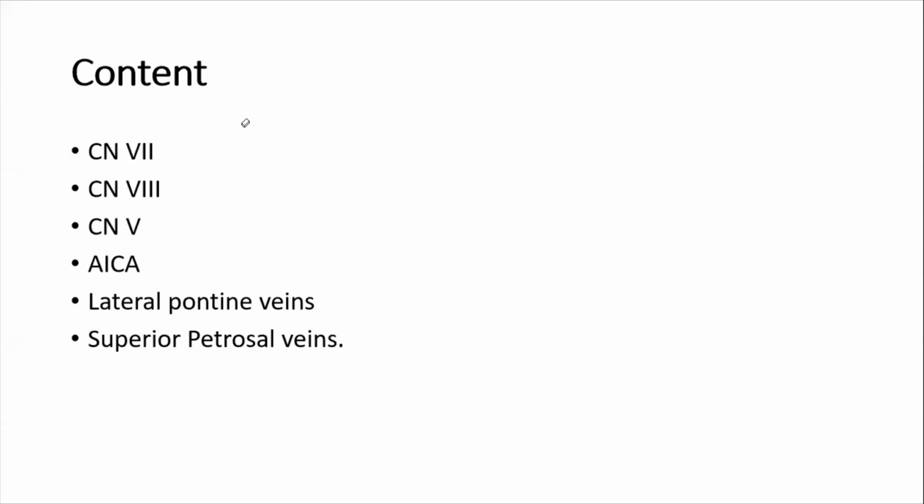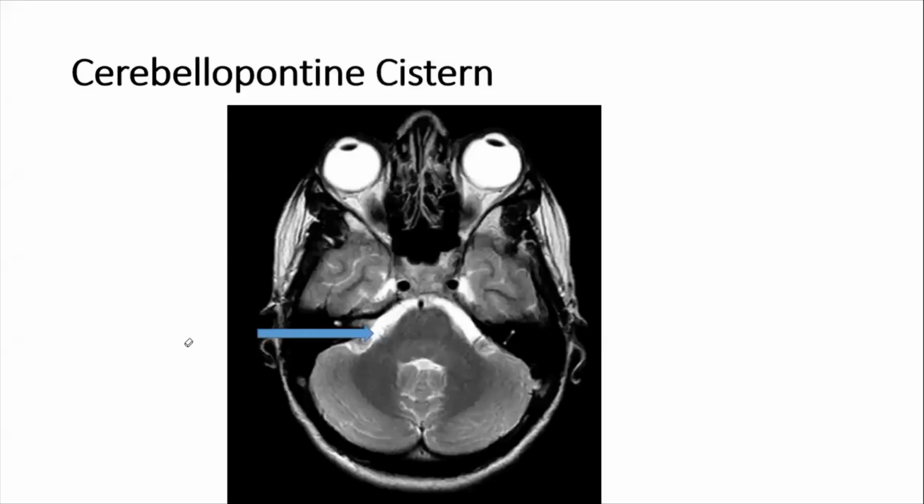So the contents of the cerebellopontine cistern are the seventh, the eighth, and the fifth, which is the trigeminal nerve, the anterior inferior cerebral artery, the lateral pontine veins, and the superior petrosal vein. On an MRI axial cut, the cerebellopontine cistern can be visualized over here.